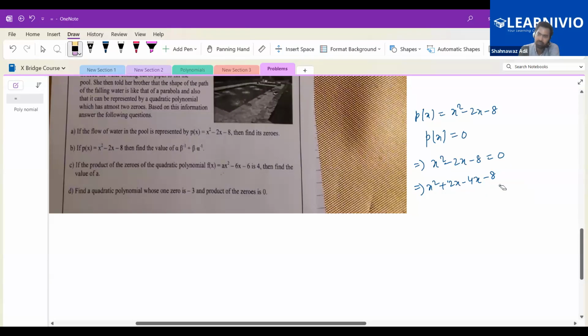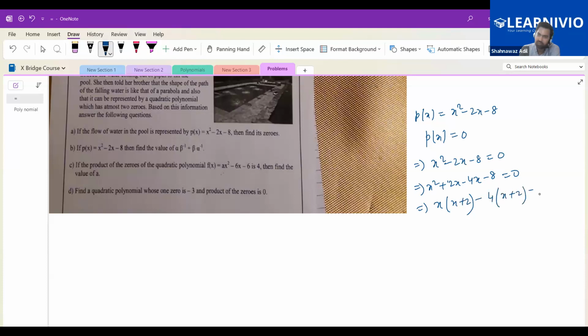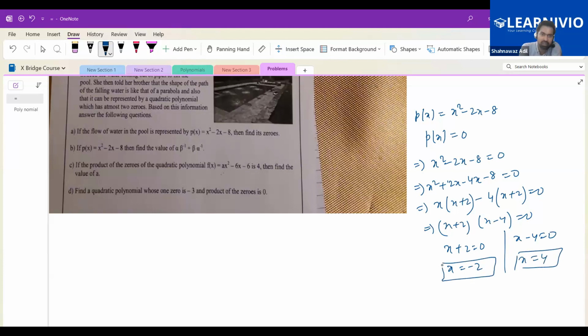Yes, sir. So we have x plus 2 and x minus 4 equal to 0. So x plus 2 equal to 0 or x minus 4 equal to 0. x is minus 2, x is 4. Right.